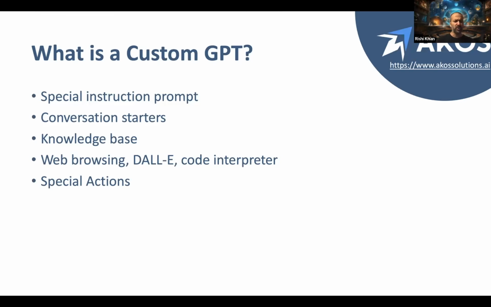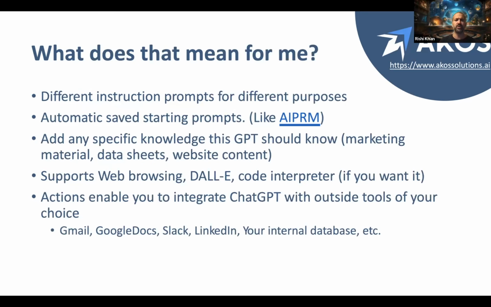I'm not going to show you all of those. I'm just going to show you some, and then you'll see how to do it, and you can do your own. So what's really cool here is that all of this stuff that ChatGPT had internally, that you had to kind of use the API on the back end to do, is now all easy to do by a novice. And I'm going to show you how to do that. So what does it mean for you? I just told you a bunch of words. What's that mean? Well, the first thing it means is you can have different instruction prompts for different purposes.